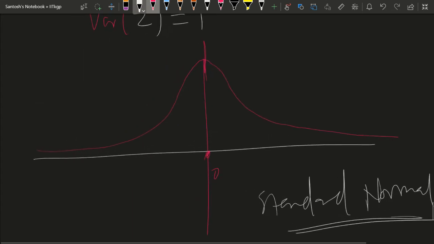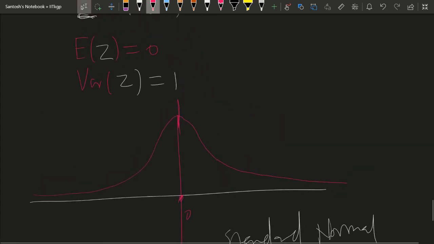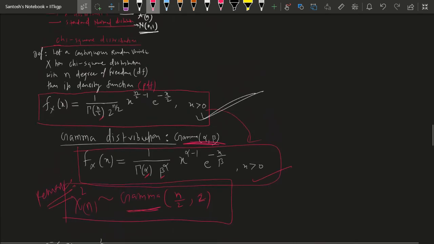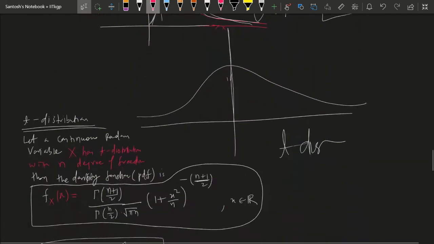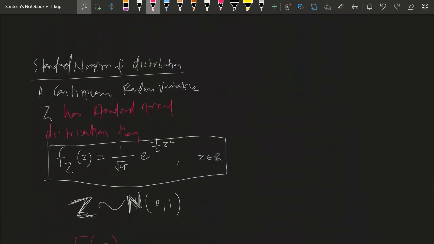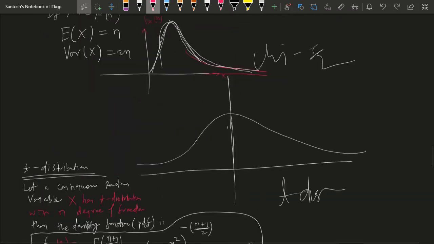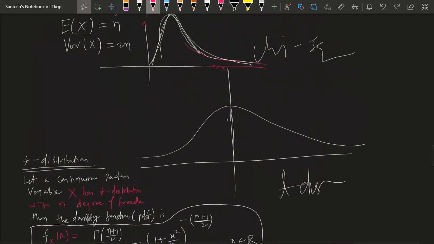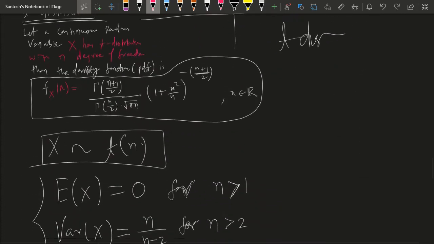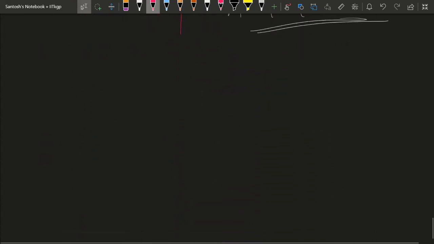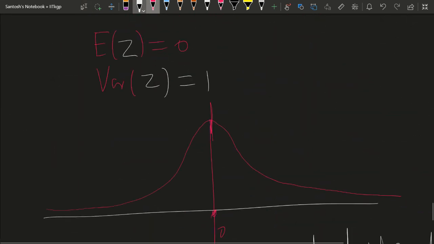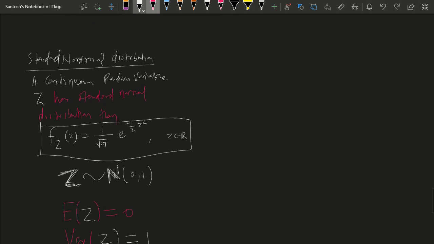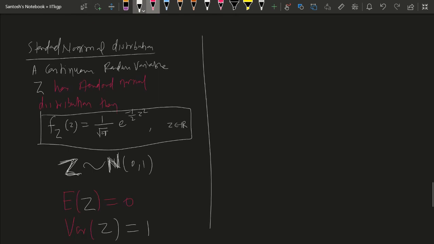Standard normal. So I especially defined chi-square, T, and standard normal. I also told you the mean and variance in all three cases. I also tried to show you the PDF and the shape of the PDF in all three cases. And standard normal is a particular case of normal.